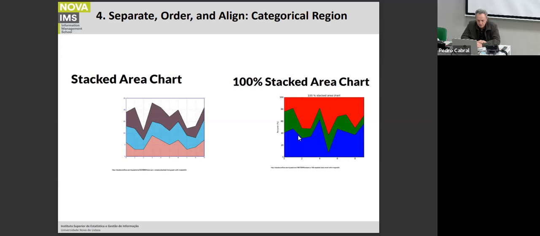And that's even more difficult when using a 100% stacked area chart. Basically, we are converting the chart on the right to a proportion. So instead of using absolute values, for instance, number of sales, we are using proportion of sales. So this is even more complicated.